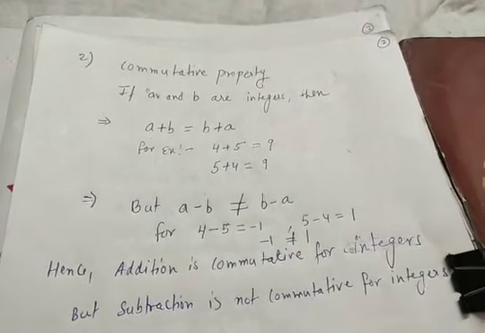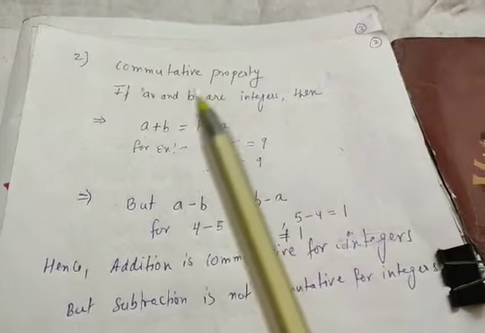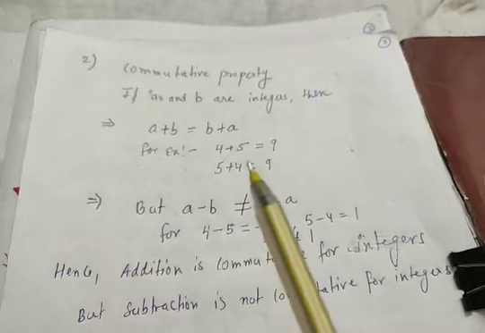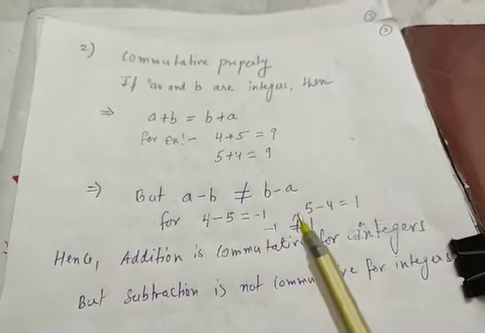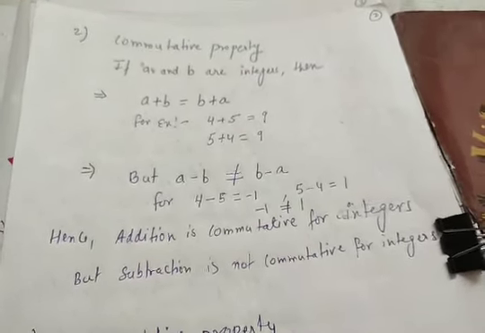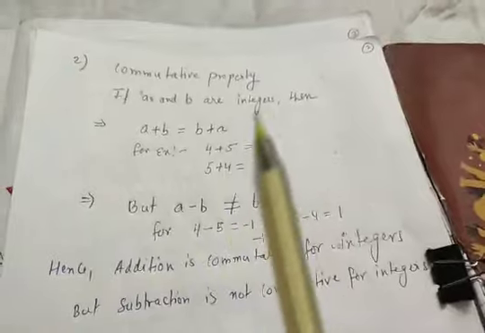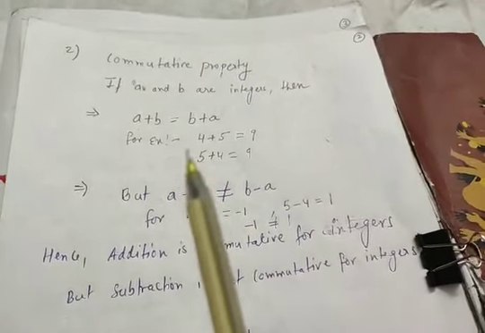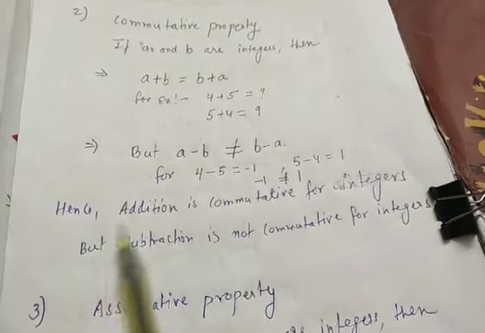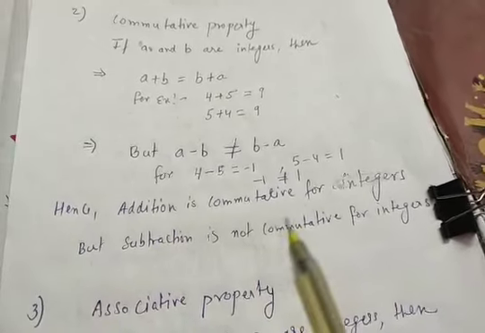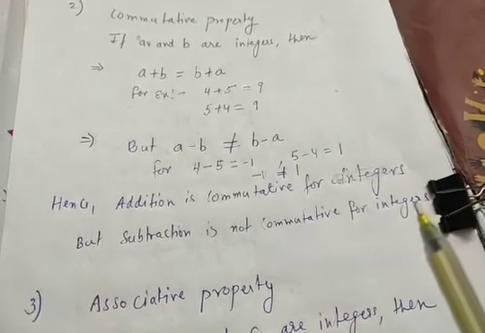Clear? So what I can conclude is that the commutative property is possible in addition, but it is not possible in the case of subtraction. Like in the previous closure property, the conclusion statement was that it is closed under both. But in the commutative property, it is not true for subtraction. It is true only for addition. So I can write down the conclusion statement. Hence, addition is commutative for the integers, but subtraction is not commutative for the integers.